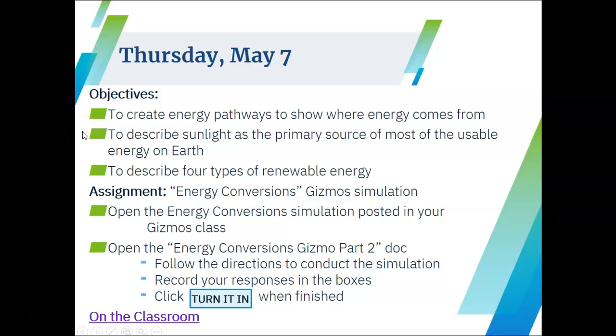To describe sunlight as the primary source of most of the usable energy on Earth. So this is going to be something that we'll be talking about into 10th and 11th grade. But you notice that all of the energy pathways that you created yesterday started with the sun. So the sun is that ultimate source of energy.